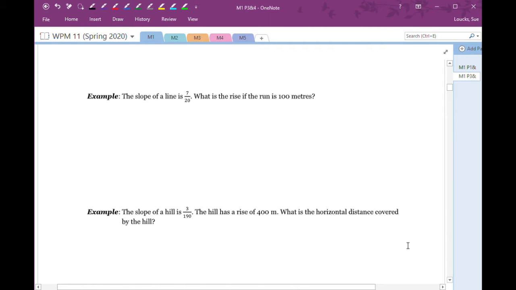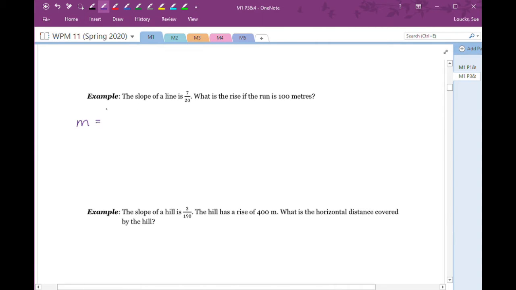Welcome back. We're now on page 2 of the notes, and hopefully you not only did those practice questions but checked your answers, because that's really important that you make sure you're getting them right as you go. You don't want to practice it wrong 50 times. In this example, we're given the slope and asked to figure out the rise. We're going to do the same thing.